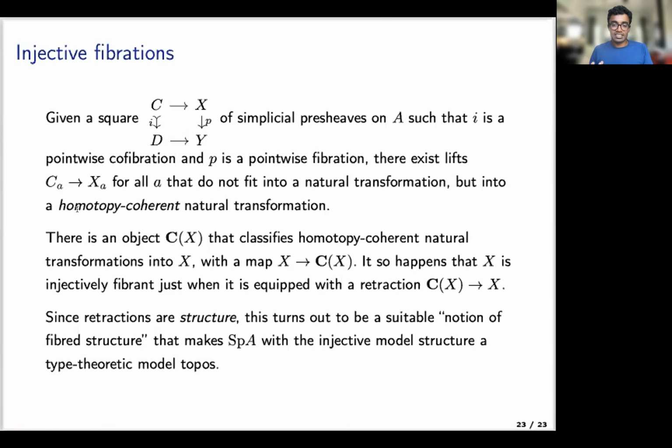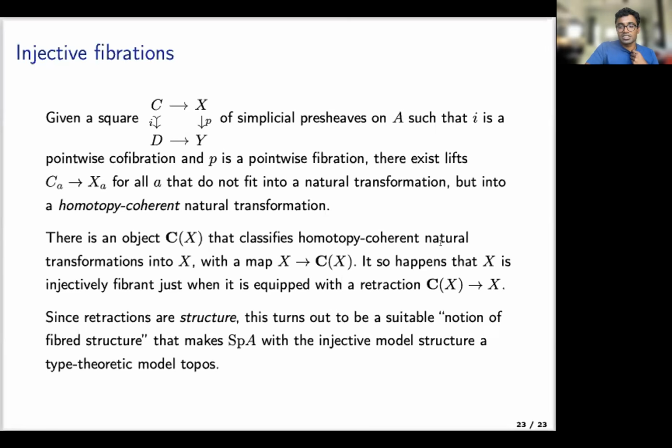But there exists a construction that reifies homotopy coherent natural transformations into a classifying simplicial presheaf. So for any simplicial presheaf X, there is a simplicial presheaf C of X that classifies homotopy coherent natural transformations into X. What that means is that a strict natural transformation into C of X is a homotopy natural transformation into X. And this is called the two-sided cobar construction. And this comes with a map from X to C of X.